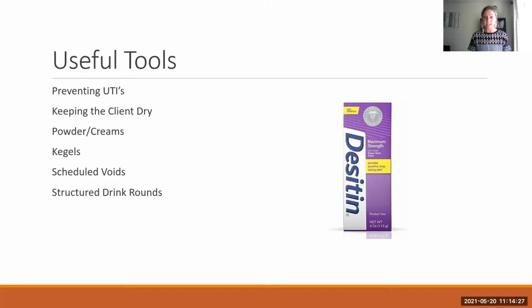So this can develop, and the product that I have here on the screen is Desitin, which if you have children, maybe you've seen it. I don't, but I do know that that is something that they use for babies and diaper rashes. And the point is that it can be used on older adults as well.